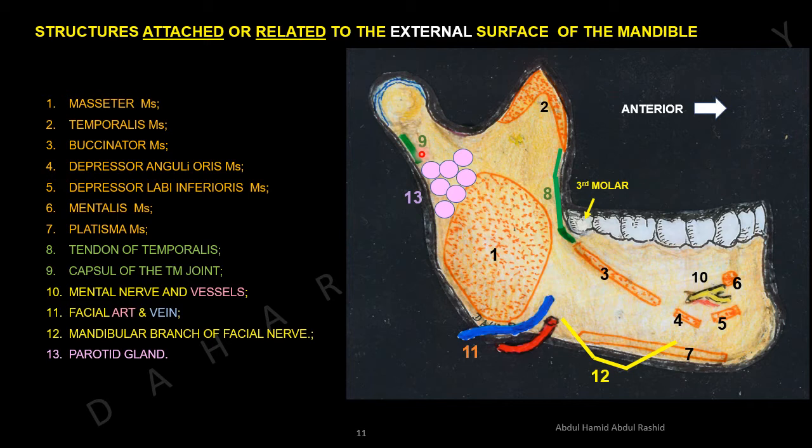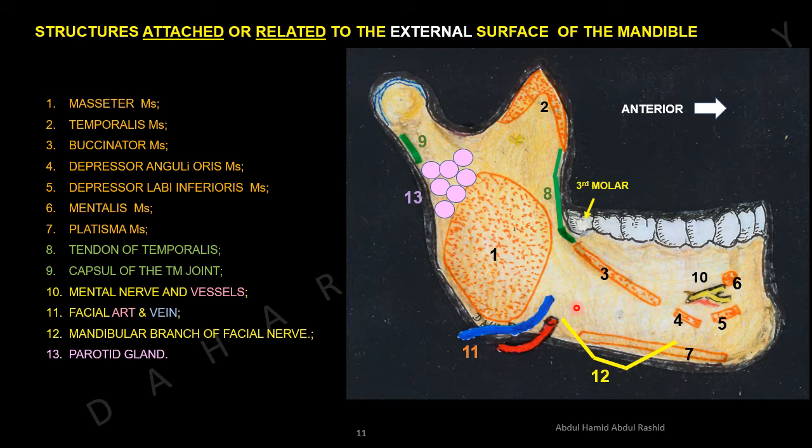Number 10 is the mental nerve and vessels. Here, the mental nerve and vessels come out from the mental foramen. They come from the mandibular canal deep inside there. These are the mental nerve and vessels coming out from the mental foramen. Next, number 11 is the facial artery and facial vein. They cross here and come up to the face.